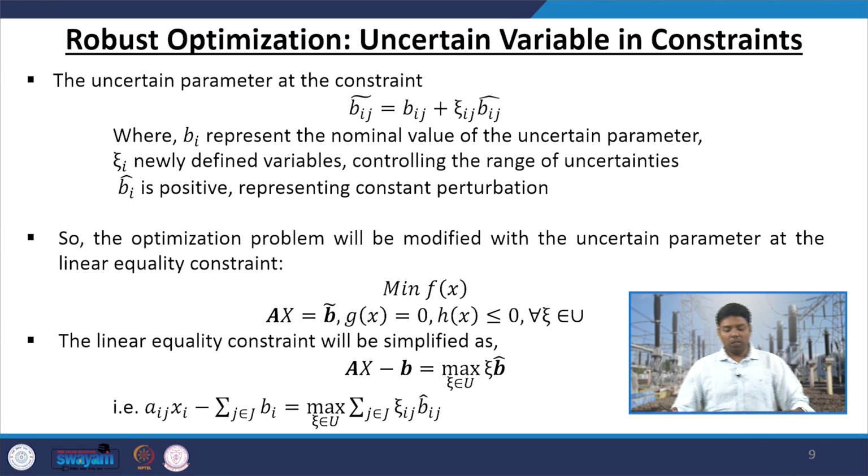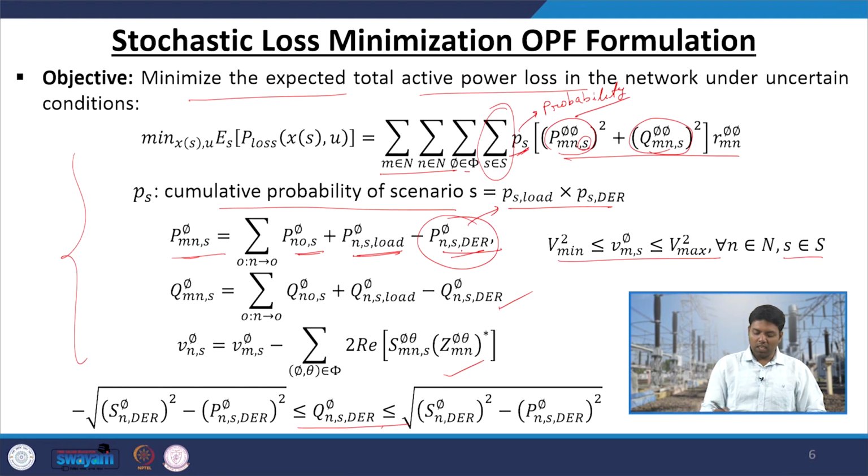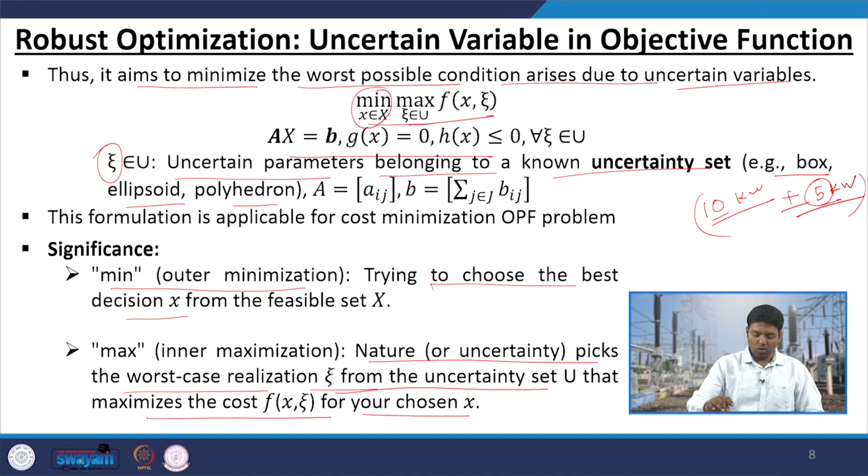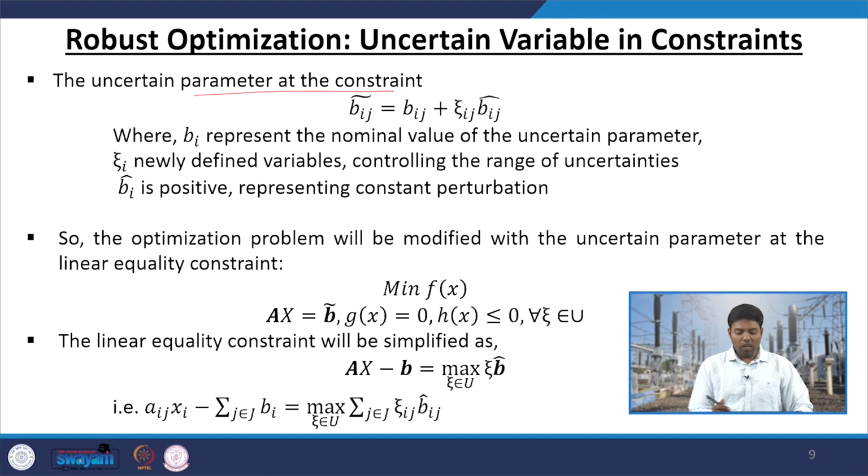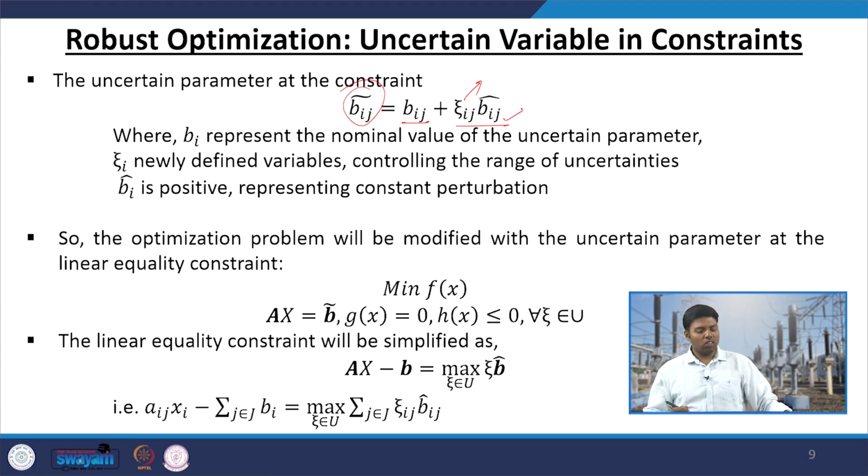So, robust optimization with uncertain variables in constraints: in the previous problem, if you see, we have the uncertainty at the constraint. So, we will go through it. If you have an uncertain parameter Bij, it is actually the nominal value, that is the forecasted value, plus some perturbation or uncertain parameter. So, this is the range of your uncertainty, and this positive term represents the constant perturbation.